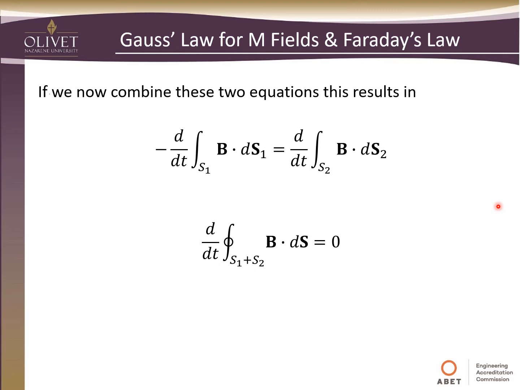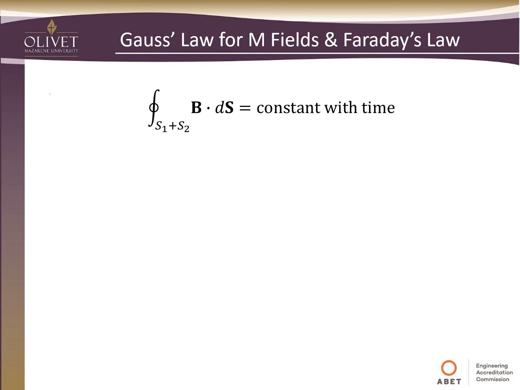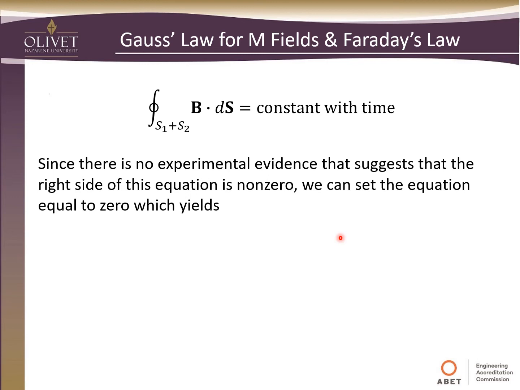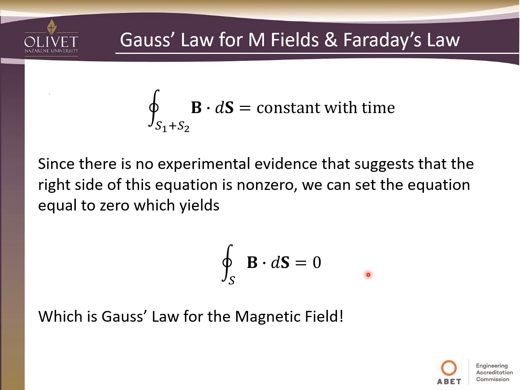When we combine these two together, which just combines the limits of integration, we see that this should be equal to zero. So it should be equal to some constant in relation to time. And again, just as before, there's no experimental evidence to suggest that the right side of this equation should be any non-zero value. So this yields the final equation that the integral across the entire surface of the magnetic flux density should equal zero. And this is Gauss's law in integral form for the magnetic field.